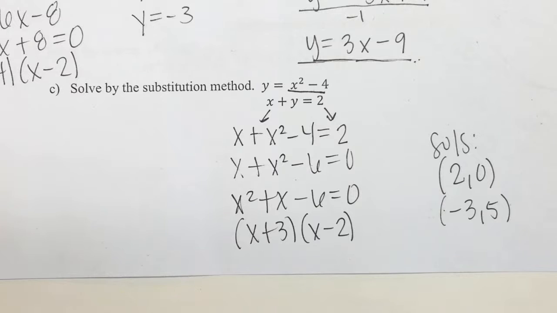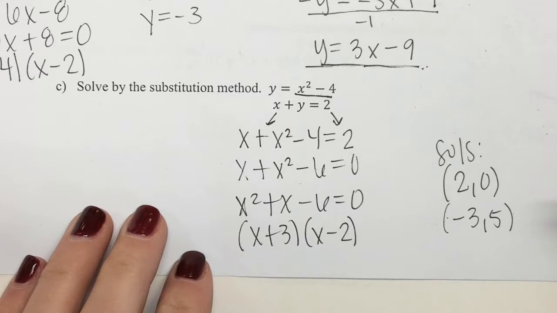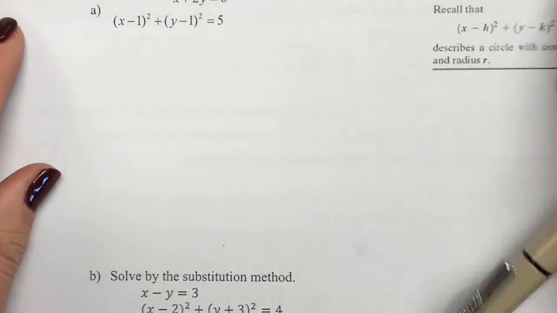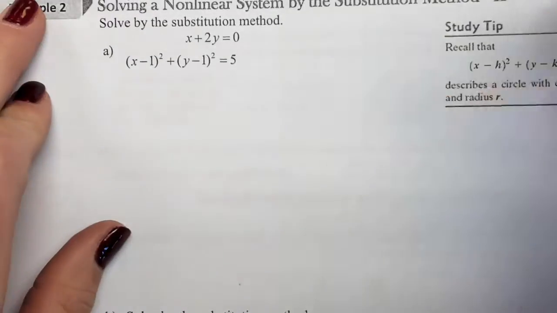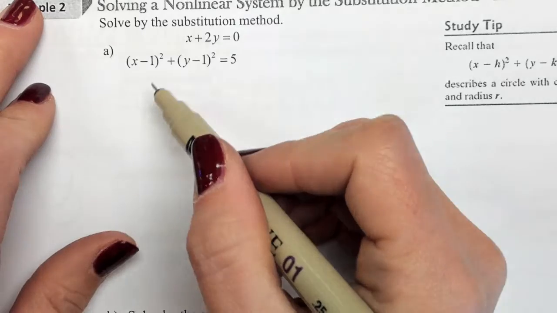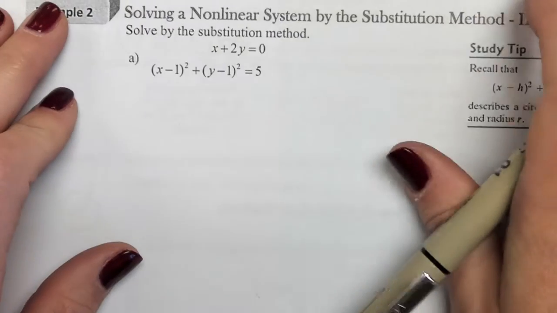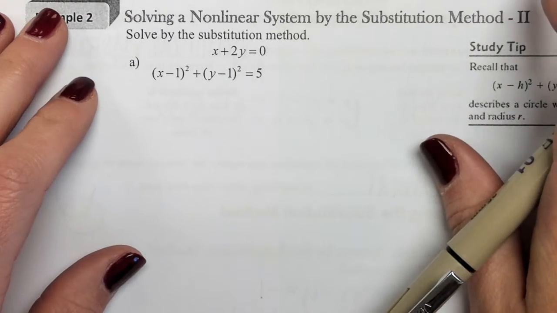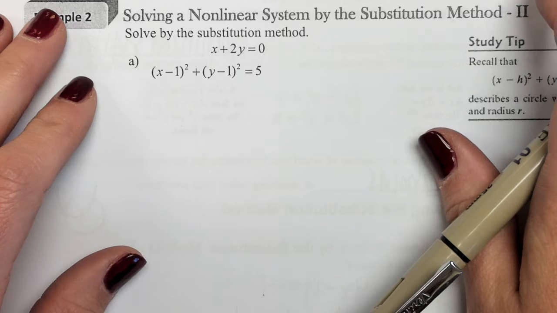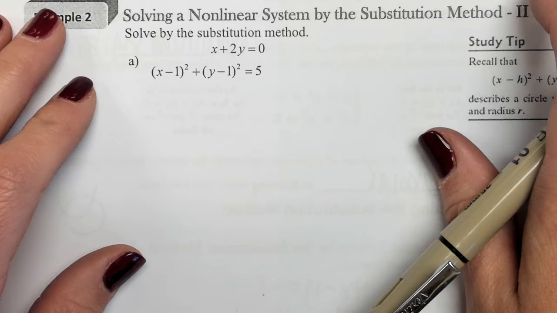Who got these two on their own? Sweet. Okay, let's try another one. Any other questions on this one? Alright, flip this over. Actually, we'll do this one together. It's a little different because this is a circle and a linear equation. Still doing substitution. Which letter would be easy to solve for?